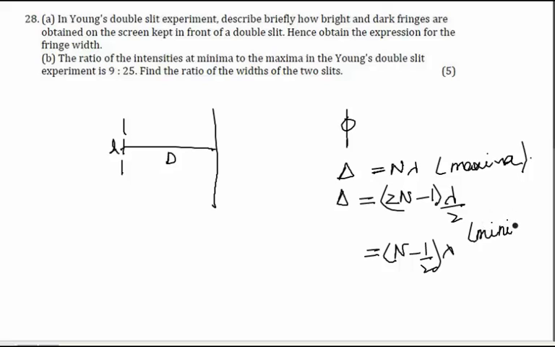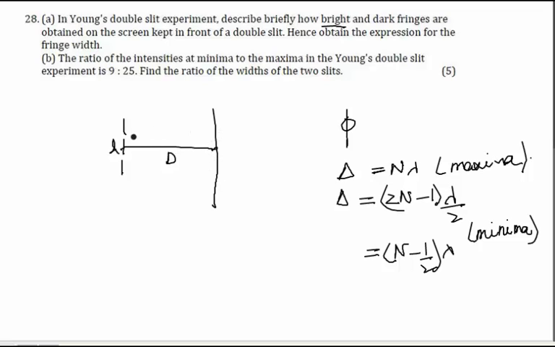So when two waves interfere under the maxima condition, they form a bright fringe, whereas in the minima case, when the path difference is an odd multiple of lambda by 2, it will be a dark fringe. That is, destructive interference will happen.